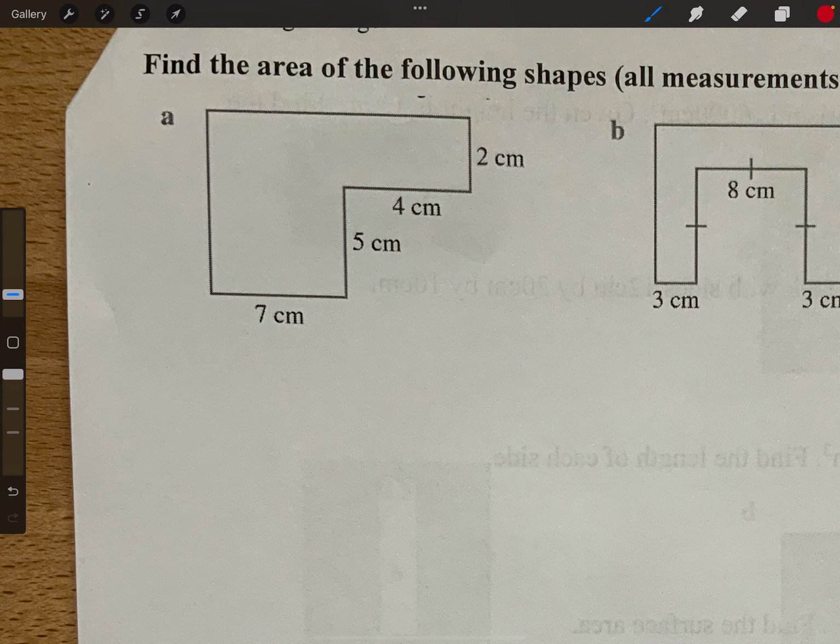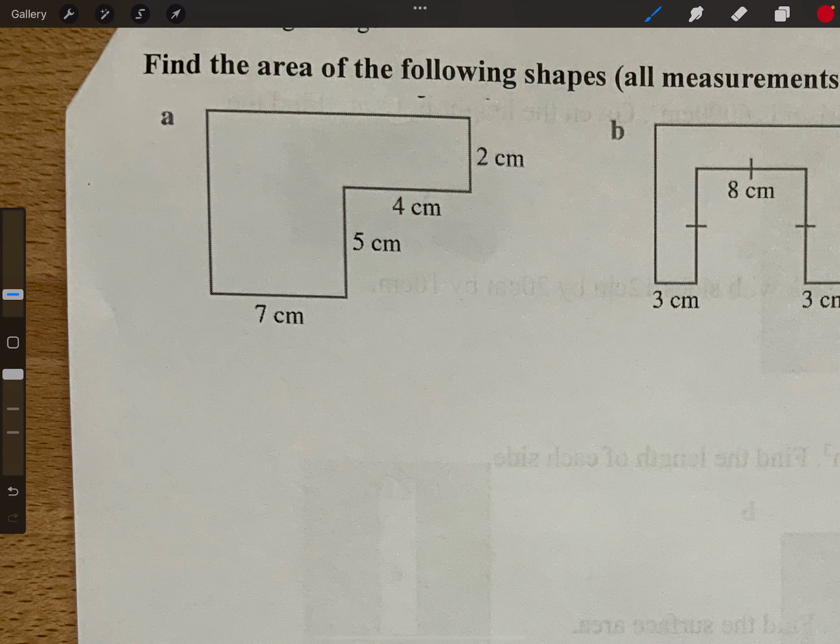Now, what you do is you find the area of the first one. Let's call this area 1 and this one area 2. So we broke the shape into two rectangles, and you find the area of the first rectangle and then the second rectangle, and then you add it together to get the area of the entire shape. That's one way you can do it.